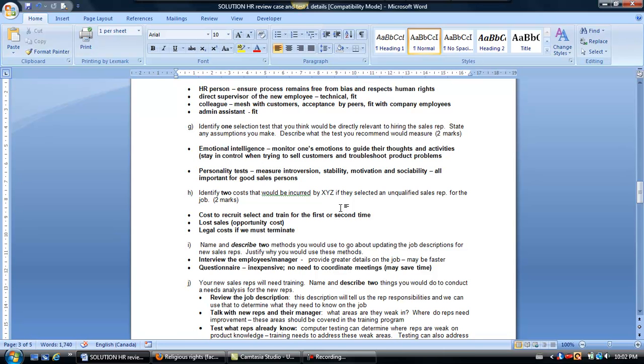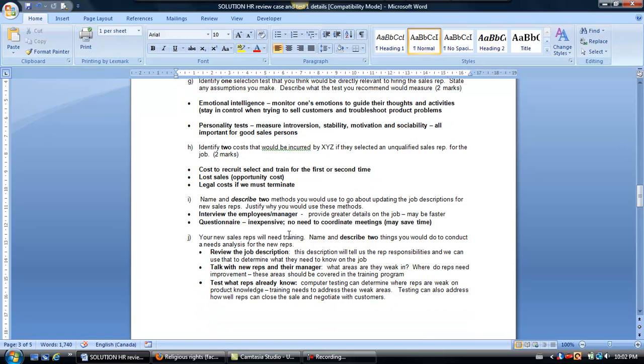And there also would be legal costs. So if we had to terminate any of the reps, we might have to pay them severance. We'd have to pay them for any untaken vacation, those kinds of things, right? So now, by the way, in some of these questions, I might ask you for 2 costs. I gave you 3 here, but just to show you that there's more than 2 in some of these cases, right?